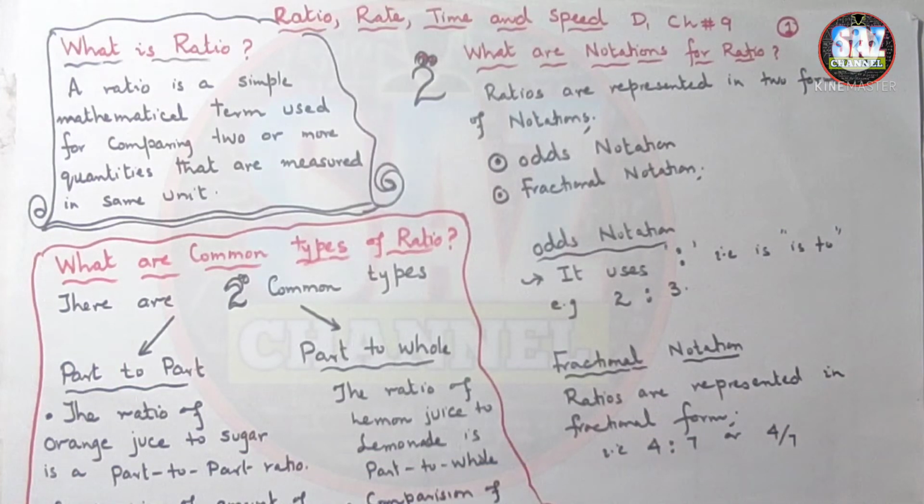This is my first lesson of D1, chapter number 9, that is about ratio, rate, time and speed. In this class, students, we will be learning and discussing the basic concepts and the rules and types and notation for ratio. Ratio is one of the most important concepts of your mathematics class. So let's first try to understand what is ratio.